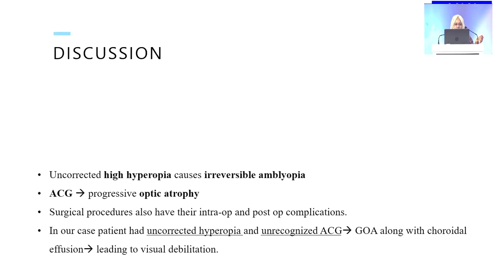So the patient had uncorrected hyperopia to begin with, which led to severe amblyopia, and later on he developed angle closure glaucoma, which has gone to chronic stage, leading to glaucomatous optic atrophy in the left eye, which further led to choroidal effusion and led to visual debilitation in the left eye. So he had optic atrophy in the left eye and irreversible amblyopia in both the eyes.